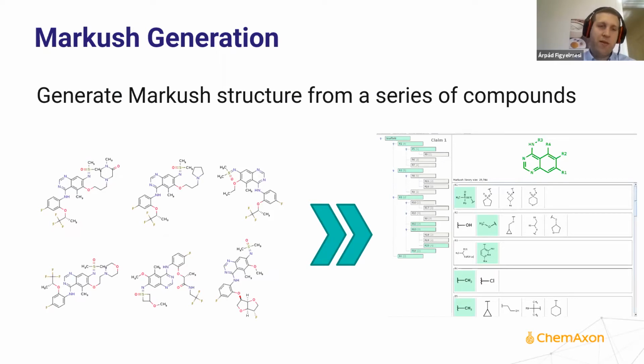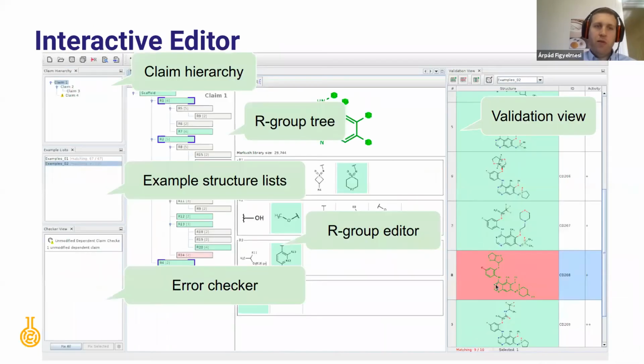Usually the process starts with the list of compounds. Obviously, this list usually contains not only structures, but also some related data. Markush Editor, with a technology that we call Composer, is capable of automatically generating the optimal scaffold and identifying an initial list of R groups that can be used for further generalization. In the interactive editor mode, you are able to do this kind of generalization.